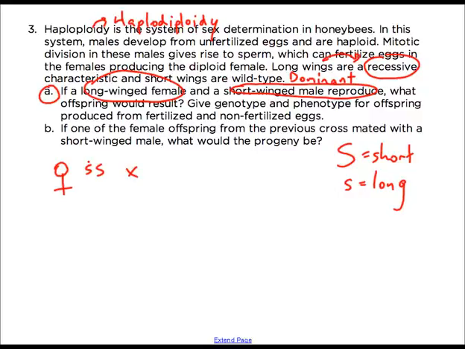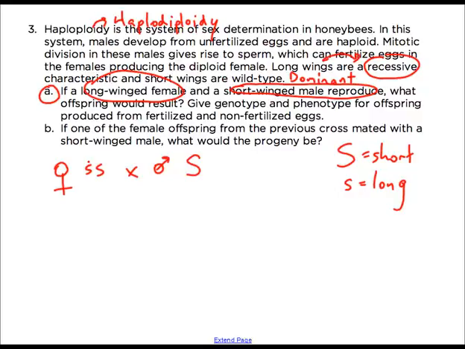She is being crossed with a male, and he is short-winged. So he's haploid, though, so he's only got one or the other. And if he's short, he's got big S. That's all it is. So look what happens. The male bees, in fact, these are bees, there are various insects that use this type of system. The male bees make sperm, but they make it by mitosis.